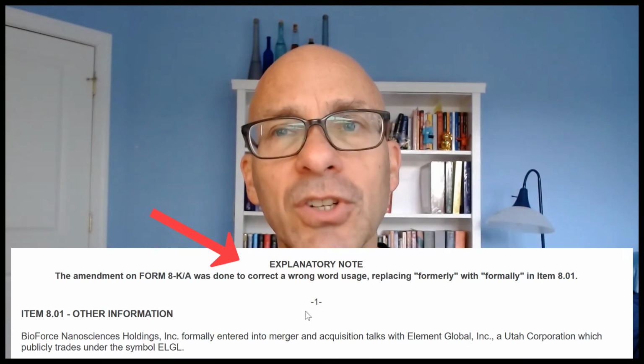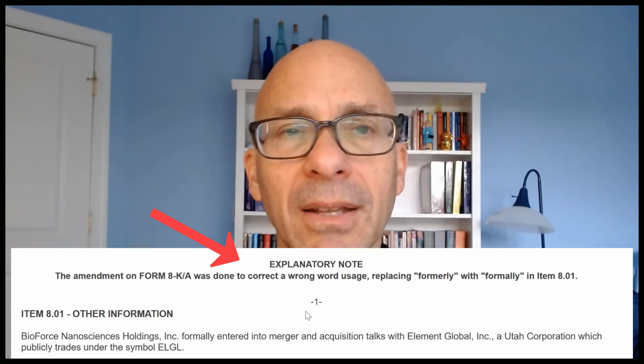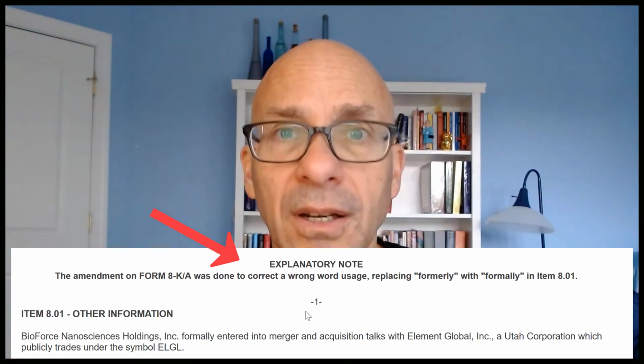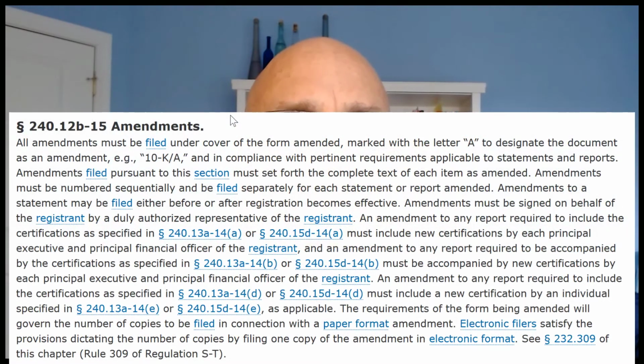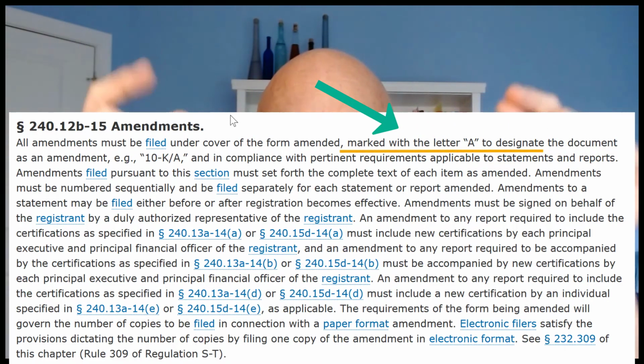But you start the 8-K right after the cover page with an explanatory note explaining the purpose of the amendment, that you're fixing an error. So here's an example. This 8-K explains that the term "formerly" should have been "formally." So sometimes even a single typo is deemed material enough to warrant an amendment, and this is a good example of that. So the explanation for this filing is made in an explanatory note. As required by Exchange Act Rule 12b-15, you need to set forth the complete text of each item that's being fixed. And 12b-15 also requires you to have that /A at the top of the cover page.